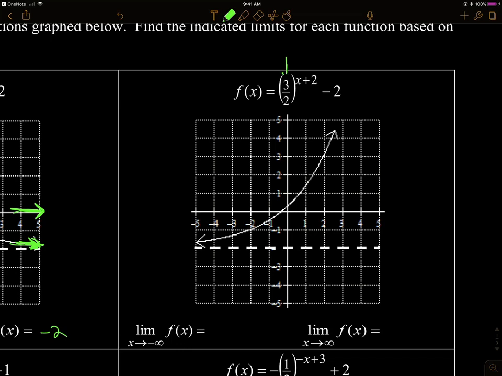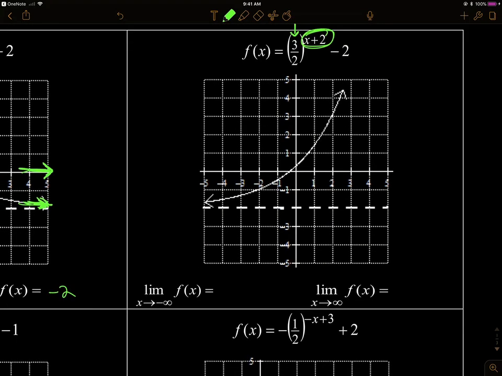Okay, let's look at this guy. This is now with a base of 3/2. It's exponential because the x is in the exponent. The limit as x approaches negative infinity is approaching that asymptote of -2. Right, we're here on the curve. The height is approaching -2. And as x approaches infinity, we're here on the curve. It's going up unbounded up to infinity.